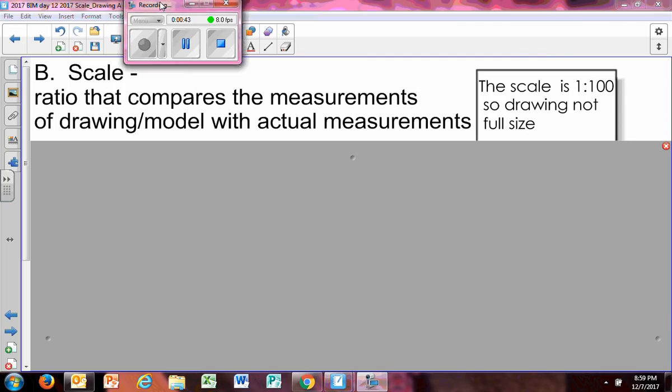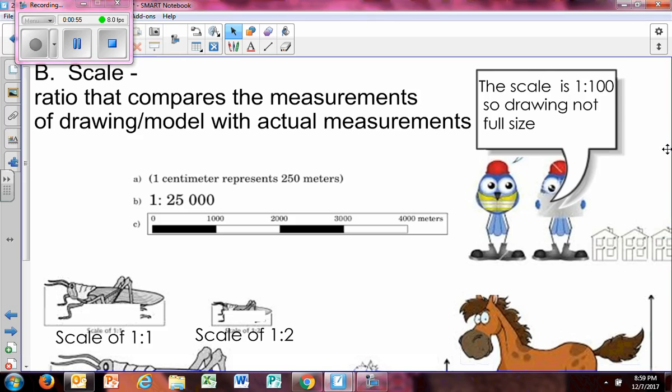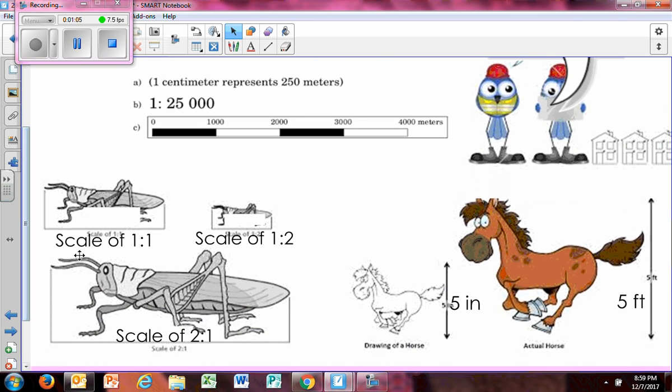Our second word that I want you to record in your toolbox is scale, and that is the ratio that compares the measurements of the drawing or model with the actual measurements. So the scale is what is going to be given to you in the problems that we're working with today. You can see on the Smartboard pages here that I have a couple different examples. Start with the regular grasshopper, here is a scale of 1 to 1. Then when it's smaller, you can see that it's 1 to 2. And then when I enlarged it, it was a scale of 2 to 1.